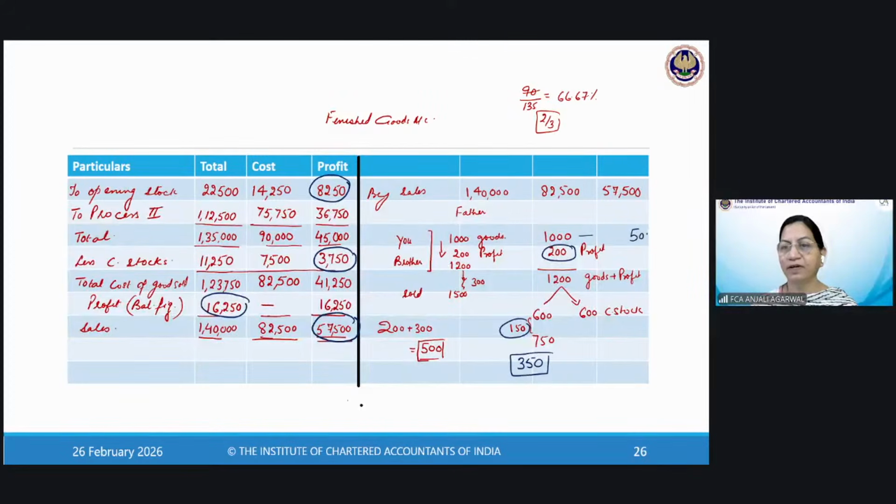So only 500 worth of goods moved to your brother. You added 100 on this. I'm taking everything proportionately, half. So your father gave you goods worth 500. You added 100 rupee profit to this. So this became 600 for your brother. And he added 150 profit on that. So he sold it for 750.